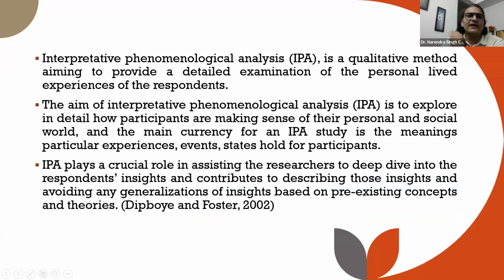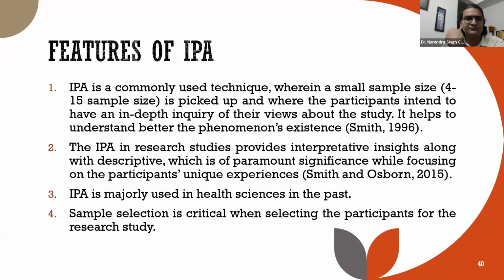And this is how I'm going about it so that I can understand it. So this is all about IPA a little bit. And these are the features. Commonly a sample size of 4 to 15 is at times sufficient. These are certain citations largely by Smith. Smith and Osborne are very well known for qualitative work, especially if we talk about IPA. Largely this methodology is being used in health sciences, and I have used this for management field studies.